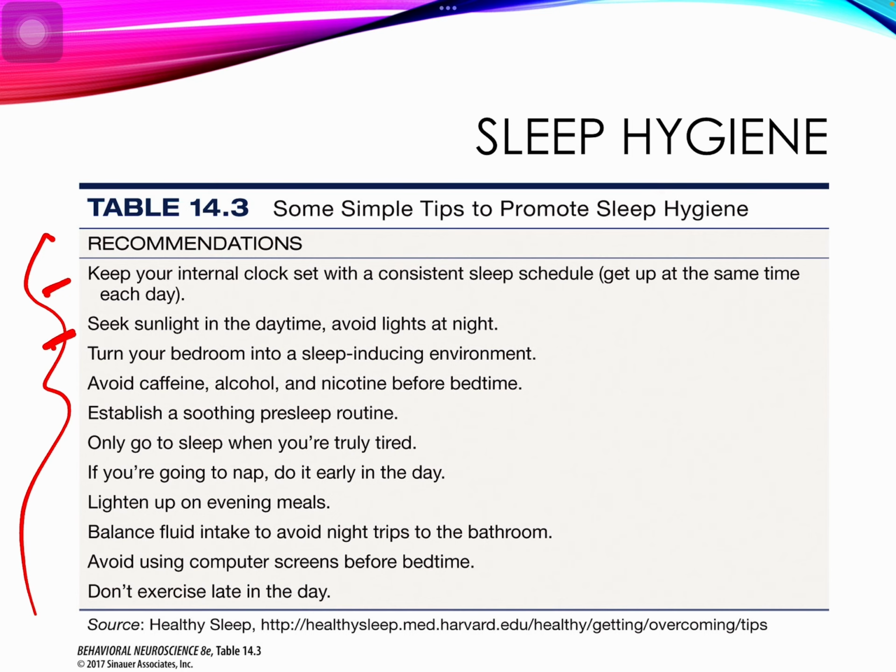Okay. Consistency, sunlight in the mornings, avoid light at night. Make sure that your bedroom is a sleep inducing environment. This means anywhere between 65 to 67 degrees Fahrenheit. Making sure you have a really comfortable, cool room with lots of covers. Making sure you're dressed appropriately. Try to avoid caffeine, alcohol, nicotine, and large meals in the evening, right before bed. Having a pre-sleep routine. Maybe you have a bath.